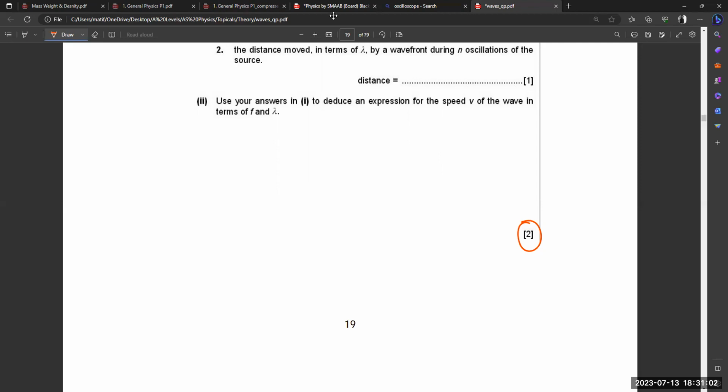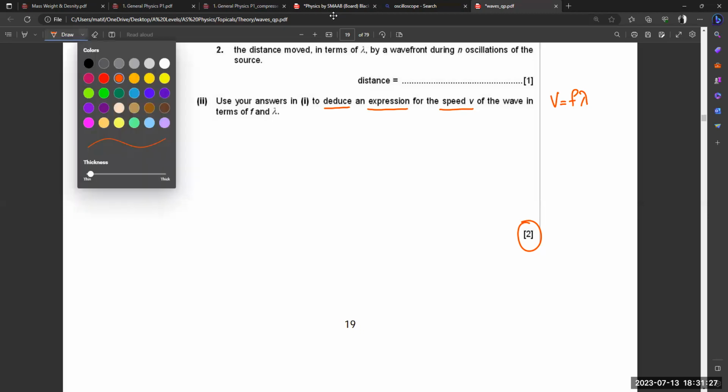So basically the concept is to deduce or derive an expression for speed v, because we already know the formula v equals f lambda. We solved all the questions related to wave, light, sound in our previous level using this formula, but we don't know how to derive this formula or how this formula actually comes about, right? So we need to find that source.